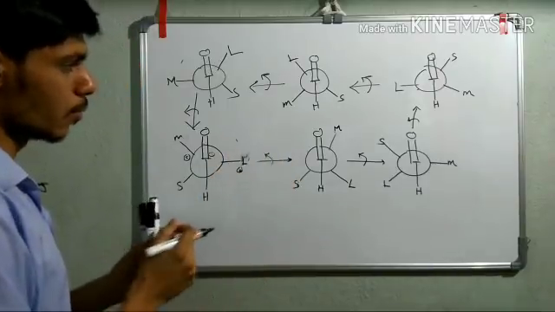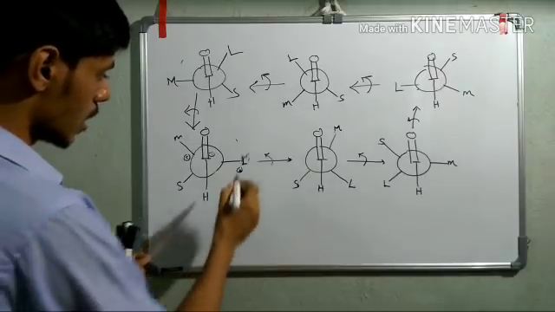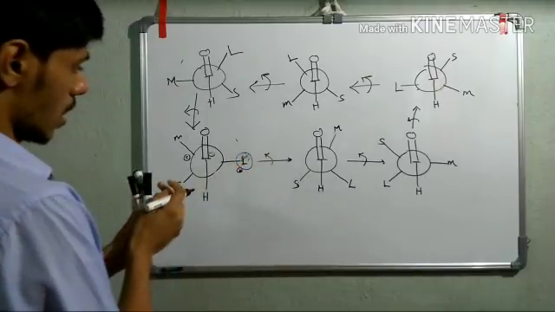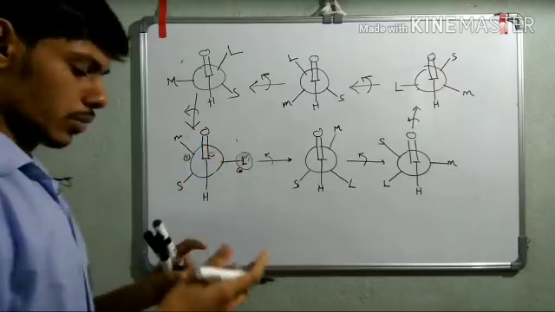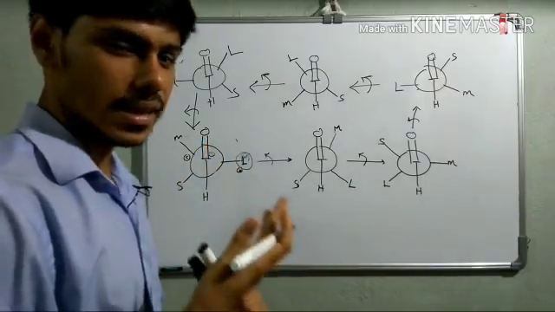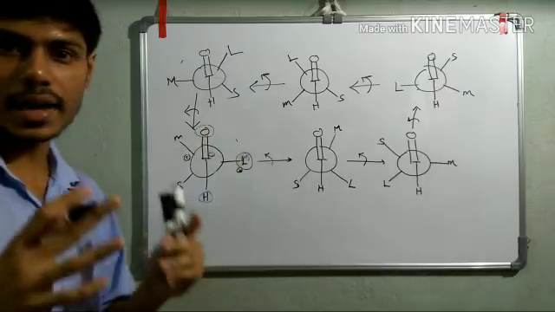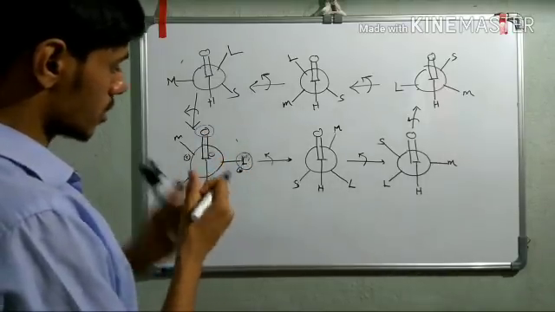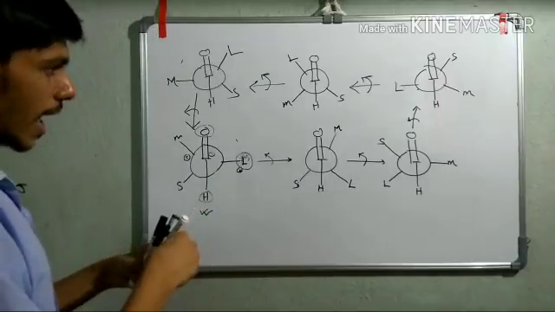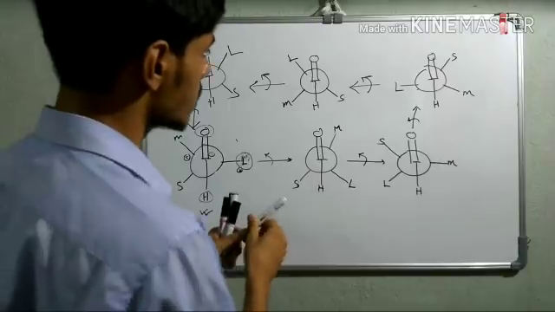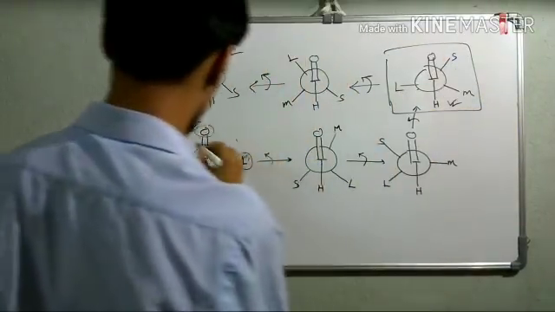Only two are the most contributing structures, and you have to determine what these two are. The largest group, in this case the L group: the conformation which places this large group away from this hydrogen and this oxygen will give you the more stable conformation. So this is one stable conformation, and another stable conformation is this one. So we have to pick these two.